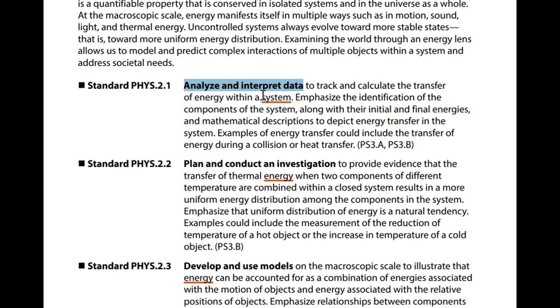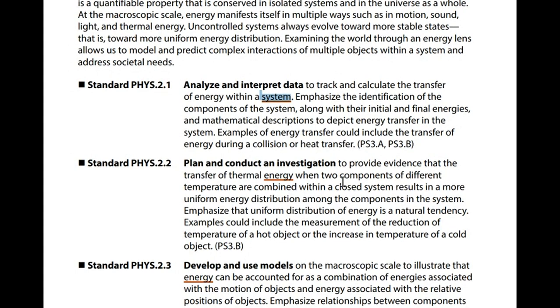The pieces that are underlined, these are the cross-cutting concepts. These are lenses that we can use to think scientifically about a problem. And then the last part of the standard is the content piece. And this is the piece that, when we just look at the standard, can be a little bit muddy about what you're actually supposed to be teaching.